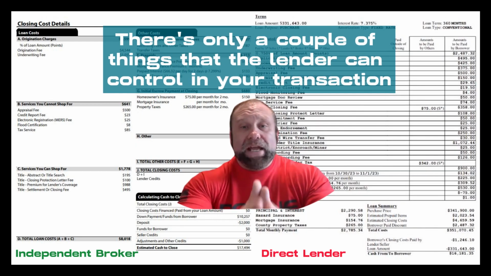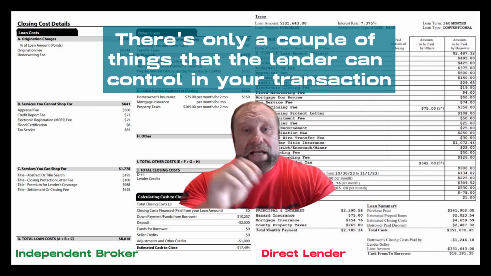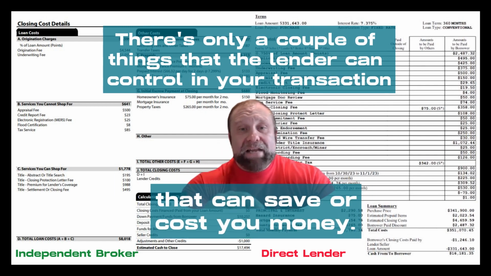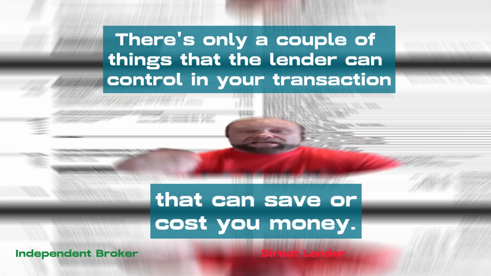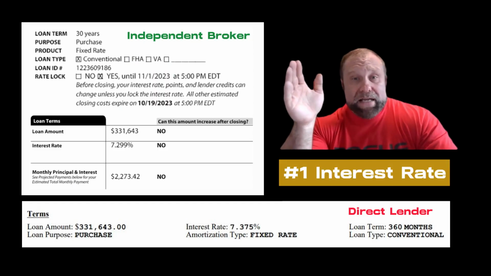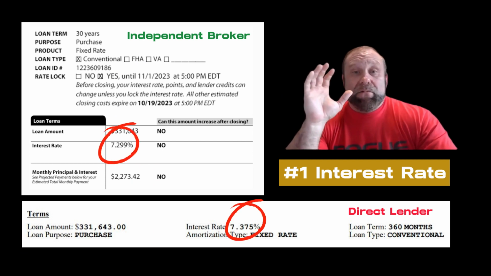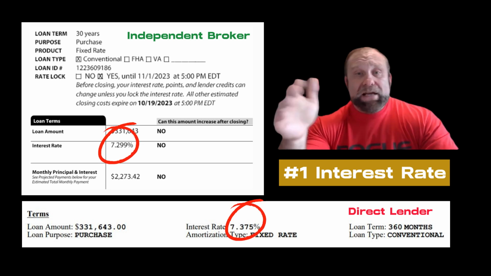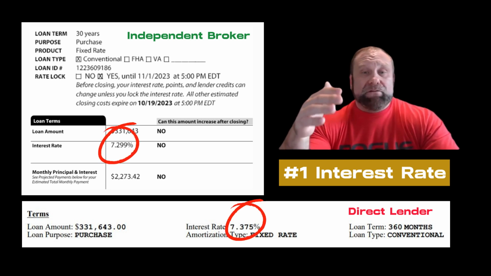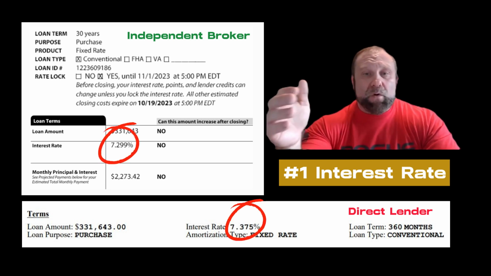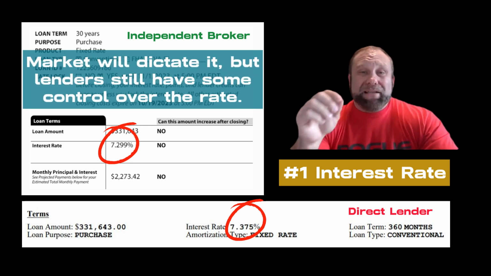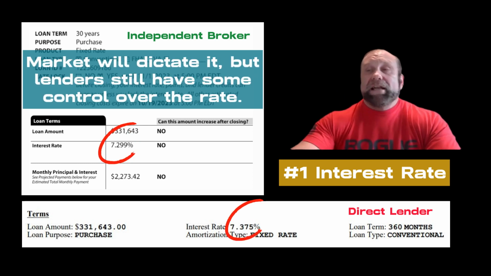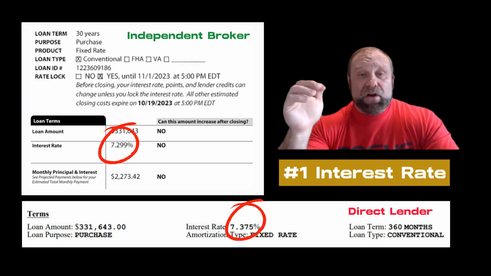There's only a couple things that the lender can control in your transaction that can save or cost you money. Number one is the interest rate, which is not all the way in their control. However, when you find a broker that's got really good rates, they can control that somewhat. Market will dictate it, but they still have some control over that. So you're looking at interest rate.